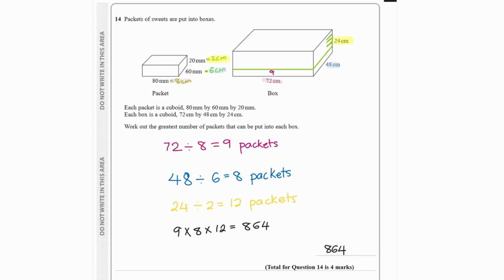This was a 4-mark question. The first mark would be awarded for correctly converting the units into centimeters so that they match the units of the box. The second mark would be given for finding out how many packets will fit into each dimension of the box. The third mark would be given for correctly multiplying the number of packets which fit into each dimension. And the fourth mark would be given for a correct final answer of 864.